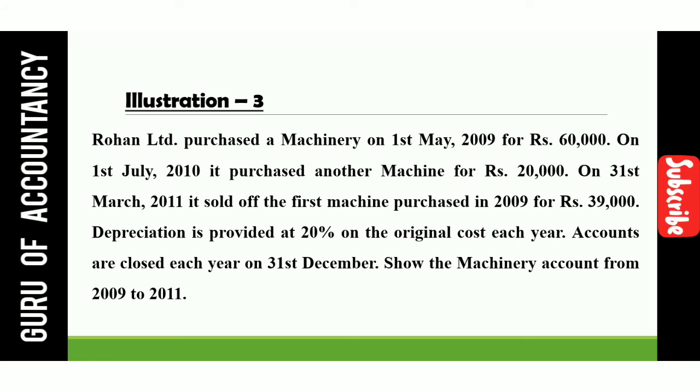That means it would be for the 8 months. On 60,000, you will charge depreciation for 8 months at 20% rate. And your second machine is purchased on 1st July 2010. So July, August, September, October, November and December, that means 6 months. For 6 months in 2010, you will charge depreciation on the second machine. So here months are very important. For how many months you have utilized the machine, that is very important in calculating the amount of depreciation.